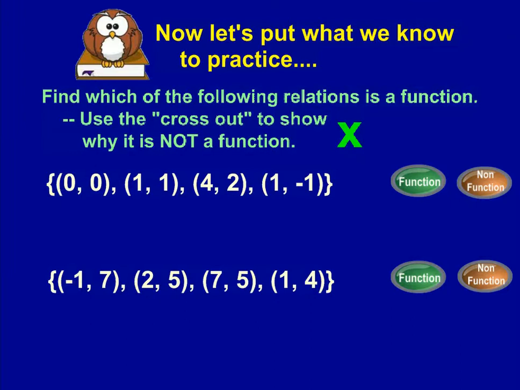Now let's put what we know into action. Which of them is not a function? Now what would I do? I would go ahead and check 0, good, 1, good, 4, good, 1. Wait a minute, the x is repeating, so this is not a function. And -1, 2, 7, and 1. The x's are not repeating. So this is a function.